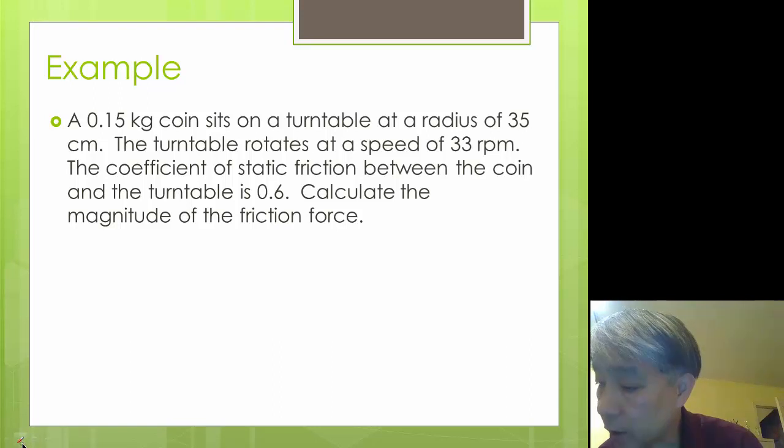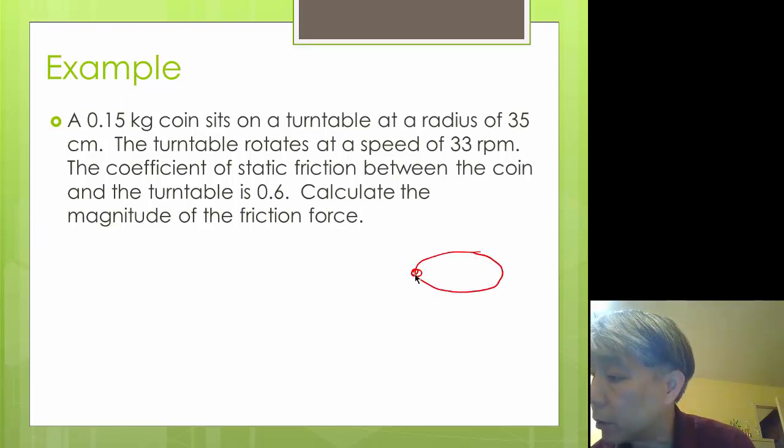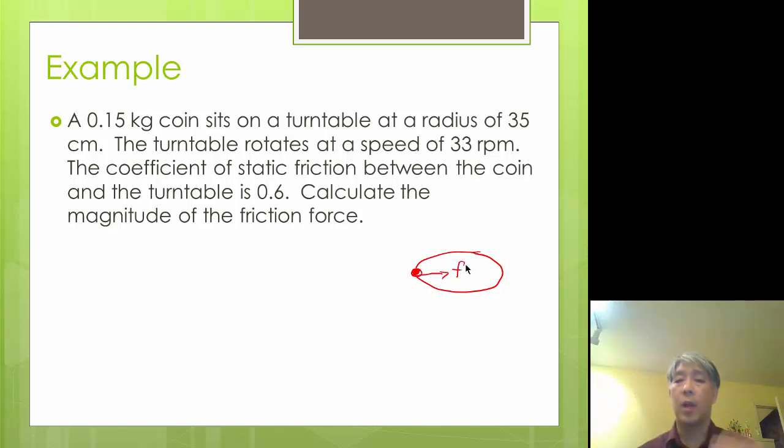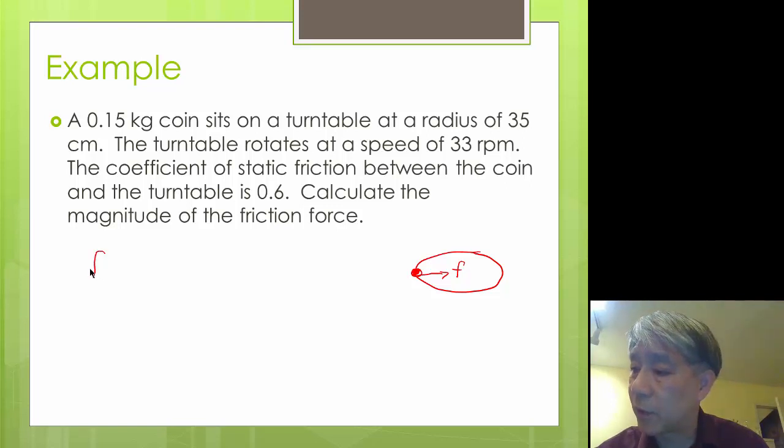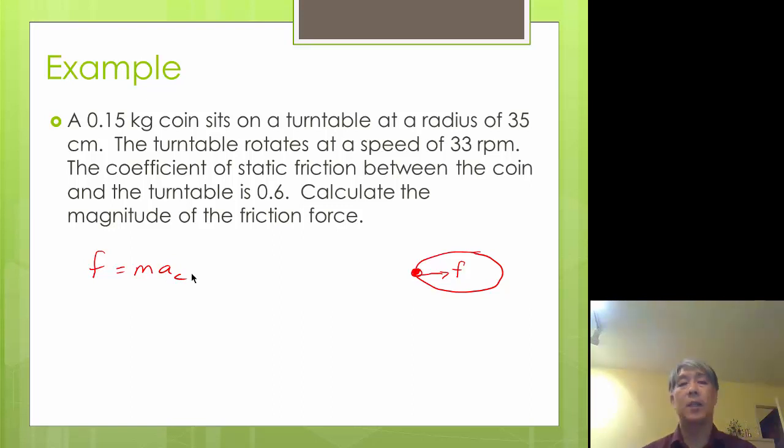So in our case, this is what my free body diagram is going to look like. Here's my coin going in a circle. The only force I have here is the force of friction. The up and down forces effectively cancel, and I don't need to worry about them. Since my net force is my friction force, I can say that the force of friction is going to equal my net force, or m a_c in this case.